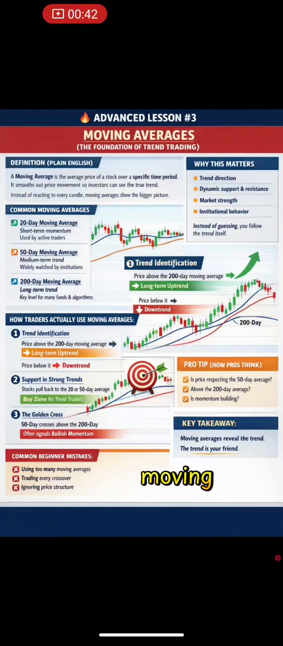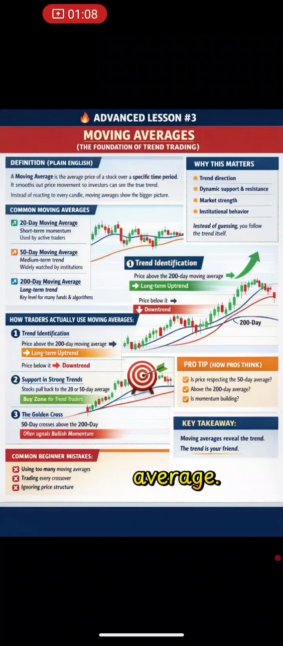Some common moving averages: you've got the 20-day moving average. When I say the 20-day, it's the average over a 20-day period. The 50-day, the average over a 50-day period. The 200-day, the average over a 200-day period, right? So understand these levels and how they interact.